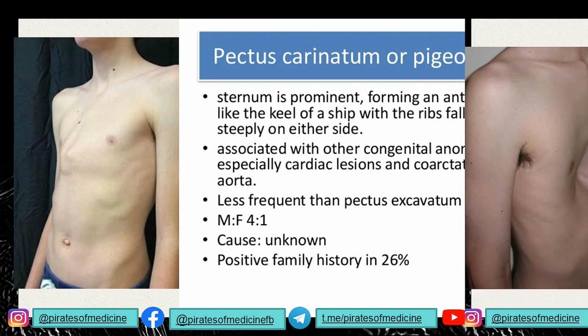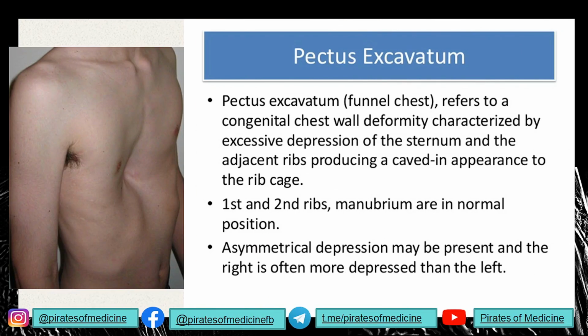Talking about pectus excavatum, or funnel chest. You can see from the name itself, the funnel chest, the chest appears to have a depression in it. It is characterized by excessive depression of the sternum and the adjacent ribs, producing a caved-in appearance of the rib cage. The first and second ribs and the manubrium sterni are in normal position. An asymmetrical depression may be present, and the right is more often depressed than the left.